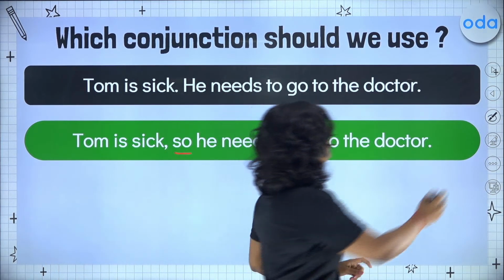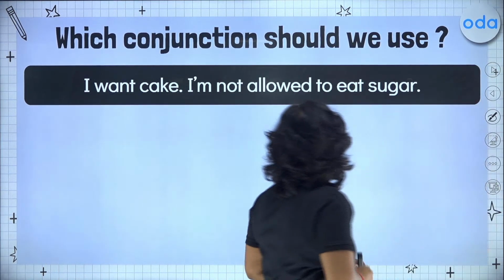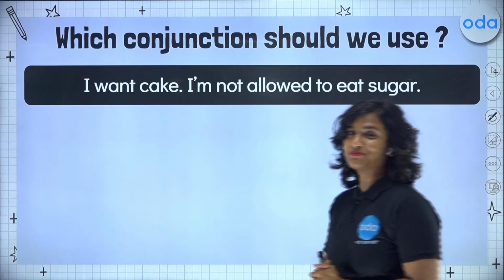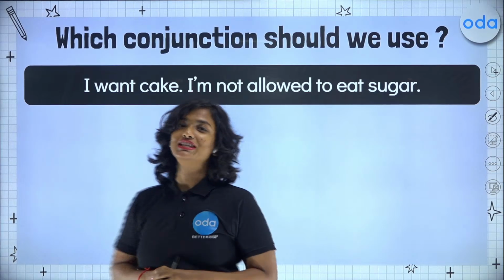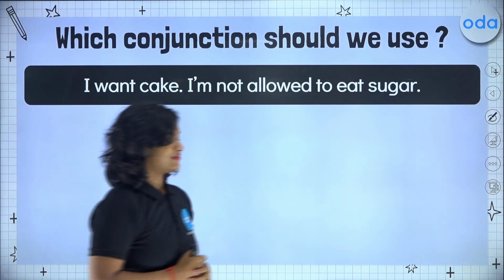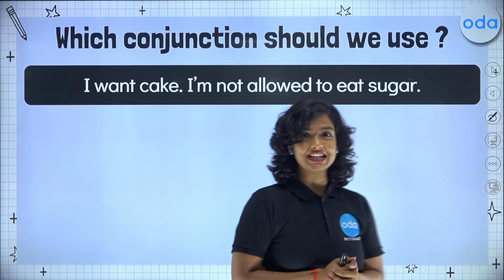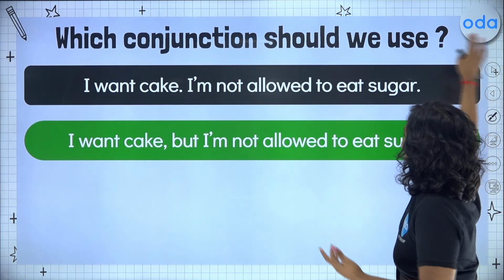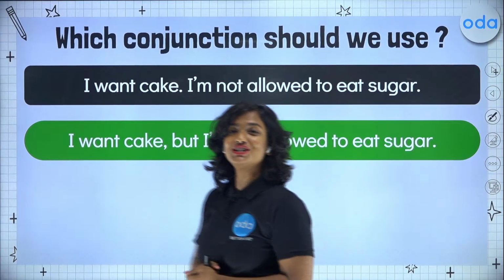Let's take one more example. We have, I want cake. I am not allowed to eat sugar. Which conjunction do you think we should use here? There is a contrast of ideas. I want cake, but I am not allowed to eat sugar.